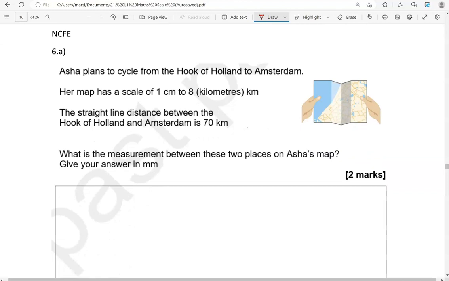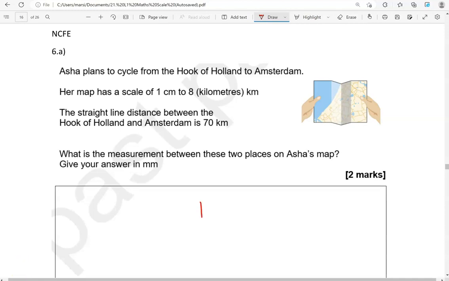Asha plans to cycle from the Hook of Holland to Amsterdam. Her map has a scale of 1 centimeter to 8 kilometers. The straight line distance between the Hook of Holland and Amsterdam is 70 kilometers. What is the measurement between these two places on Asha's map? Give your answer in millimeters.